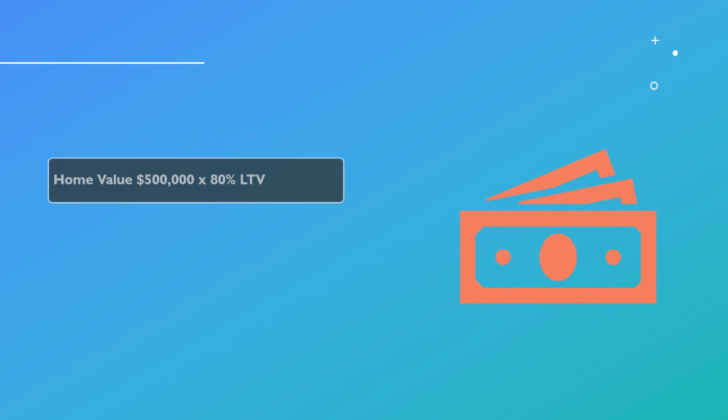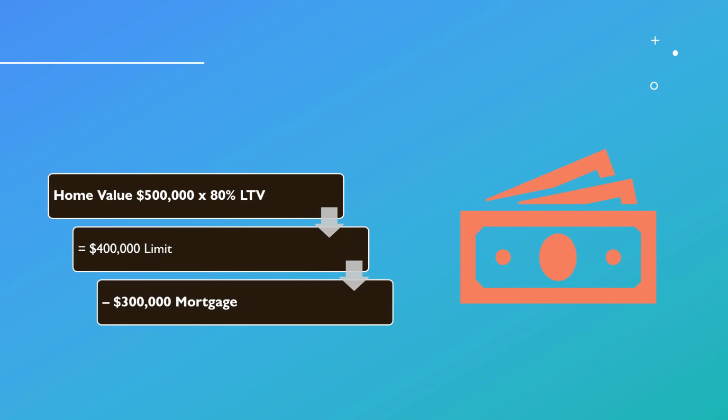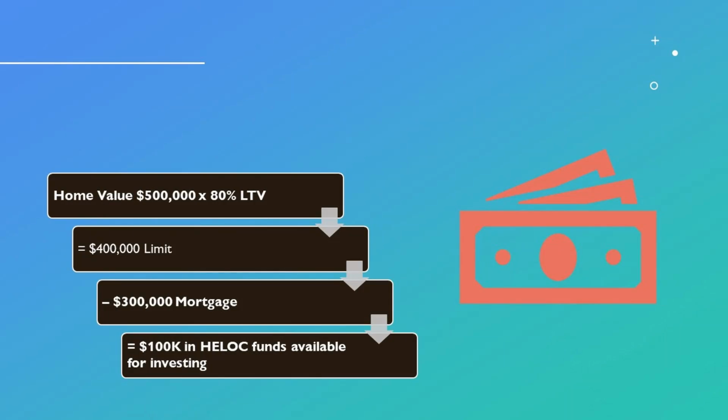Why only $100,000? Well, take the $500,000, which is the value of your home, multiply that by 80%, which gives us $400,000. Now you subtract the mortgage loan outstanding of $300,000, which gives you a HELOC limit of $100,000. Now this $100,000 can be used for investing. Take note that in this example, I used a loan to value ratio of 80%. That's how I went from $500,000 to $400,000.